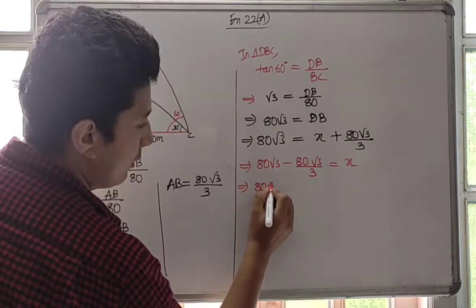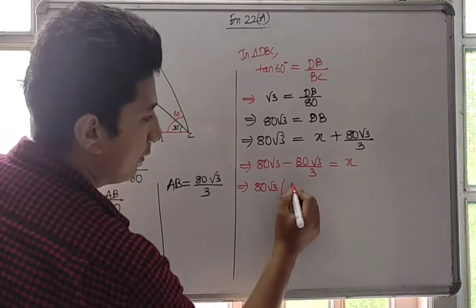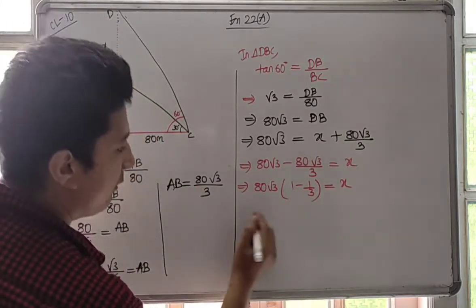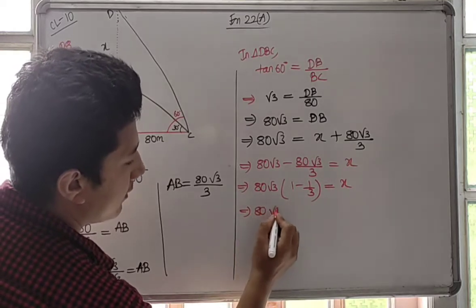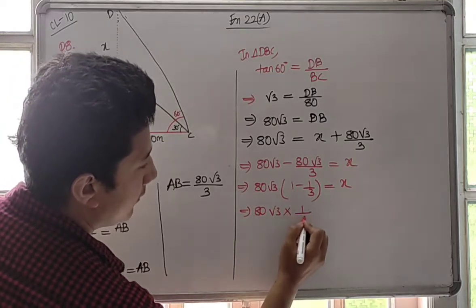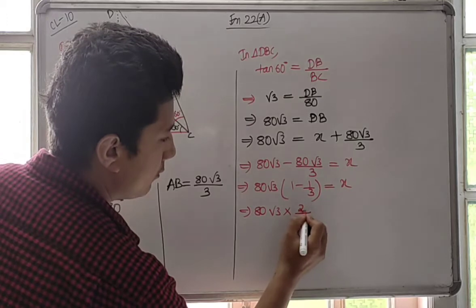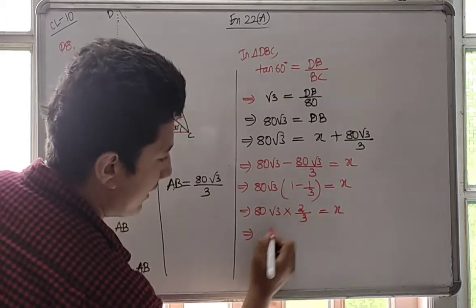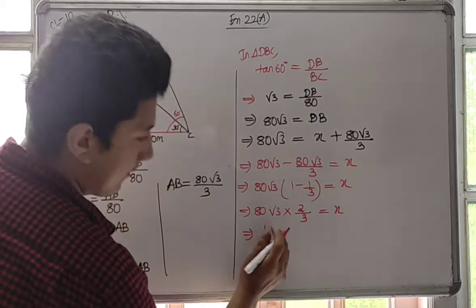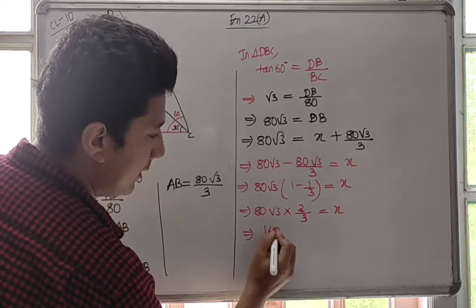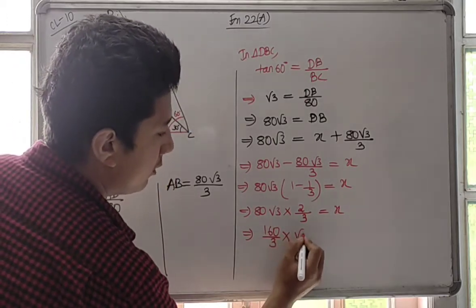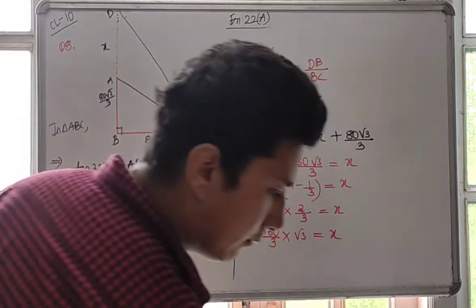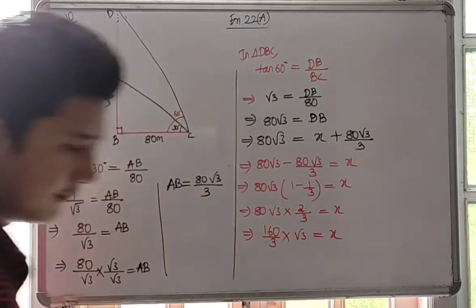So 80 root 3 is my common factor, so I'll be getting 1 minus 1 by 3, which is equal to x. Simplify it, you'll get 80 root 3 into 1 into 2 by 3, which is equal to x. So therefore this is 80 into 2 is 160 by 3 into root 3 is equal to x. I've done the calculation out here. Yes. Okay.